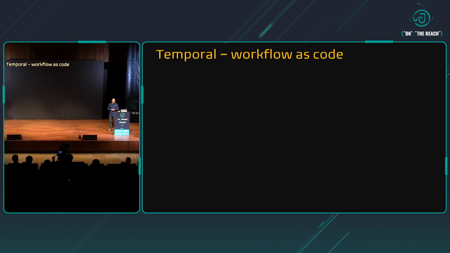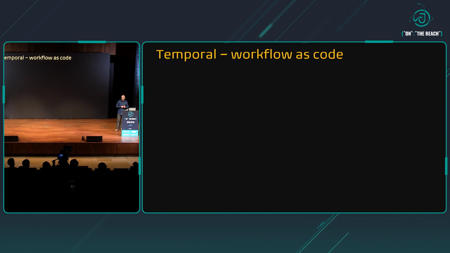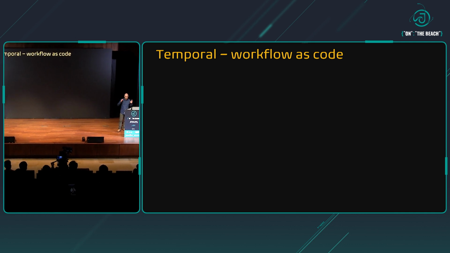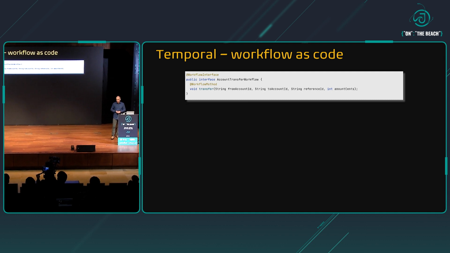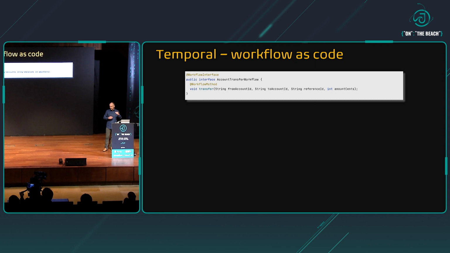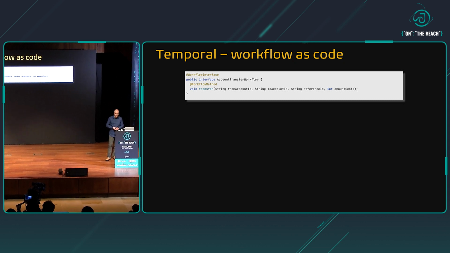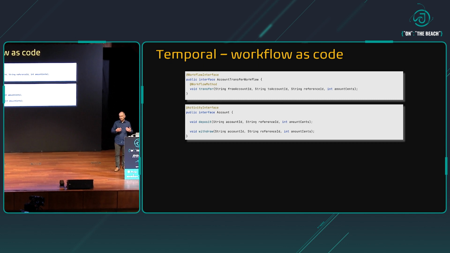So Temporal's approach is workflow as code. There is no XML, no YAML, no JSON, no graphic tools. You just write code. There are two main abstractions for writing code. One is workflow, the thing we need, this business process we need to execute, this set of actions. And the other one, activities. These are actual actions that you can use.